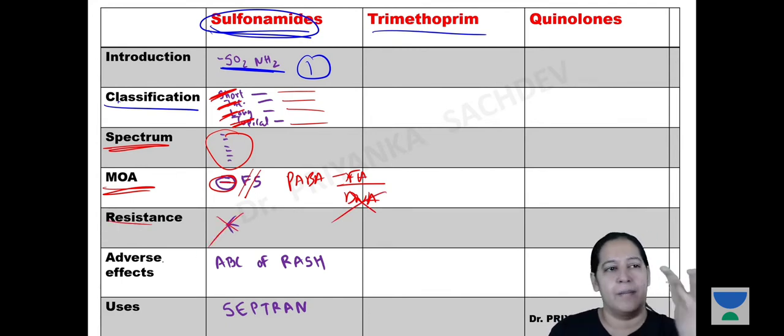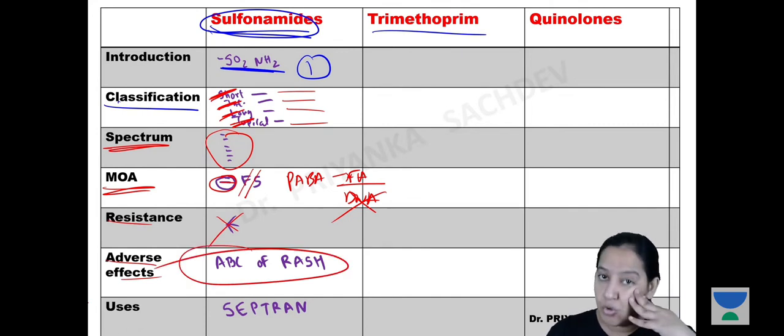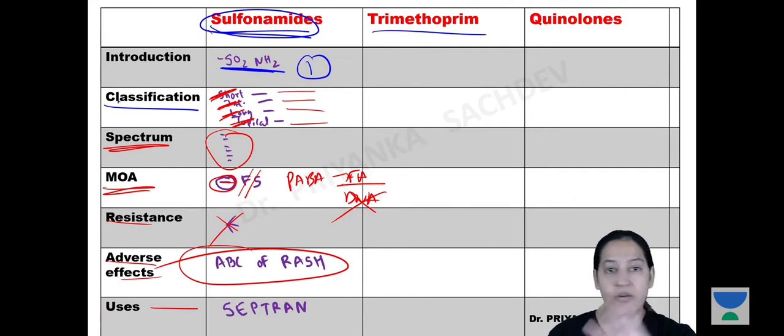Resistance you can skip. Adverse effect: ABC of rash. You know the full form. Should I repeat, or do you know the full form? Uses: it is not used alone.